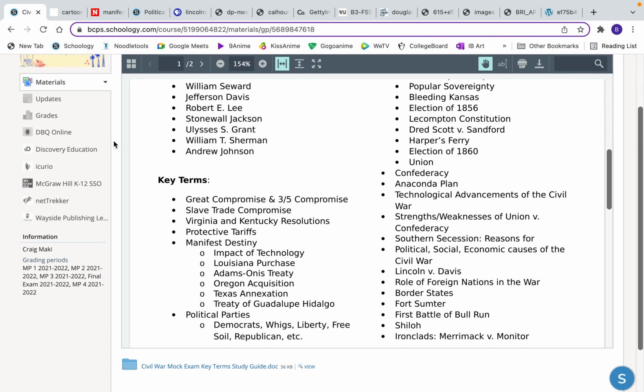Let's talk briefly about protective tariffs. I don't have a whole lot of information. Again, we haven't really bumped into where I start having a whole lot of notes laid out here for us.